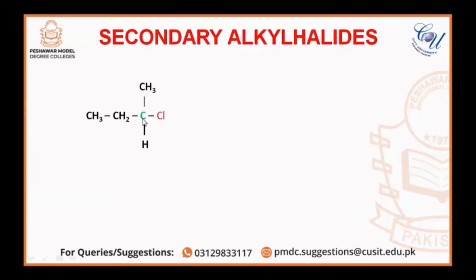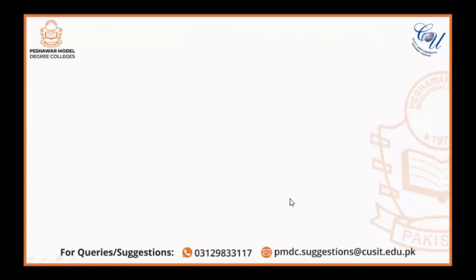In secondary alkyl halides, we have 2 carbons attached to the carbon which holds the halogen. You can see in this example that the carbon holding the halogen is attached to 2 carbon atoms. One is CH3 and one is CH2. So that is called a secondary alkyl halide. In this example you can also see that the carbon holding the chlorine is attached to 2 carbon atoms, CH3 and the other one a long chain. But one CH2 group is attached directly to the carbon, so we call it a secondary alkyl halide.